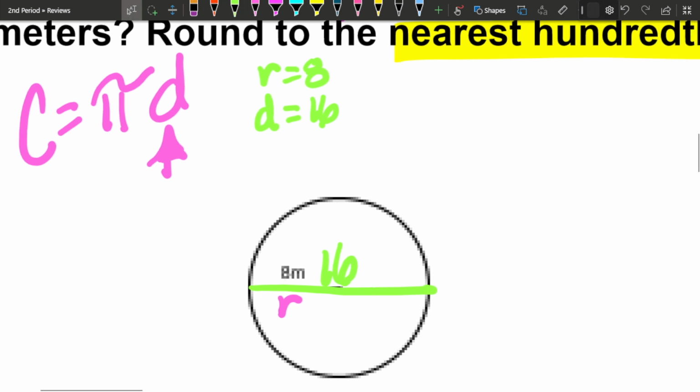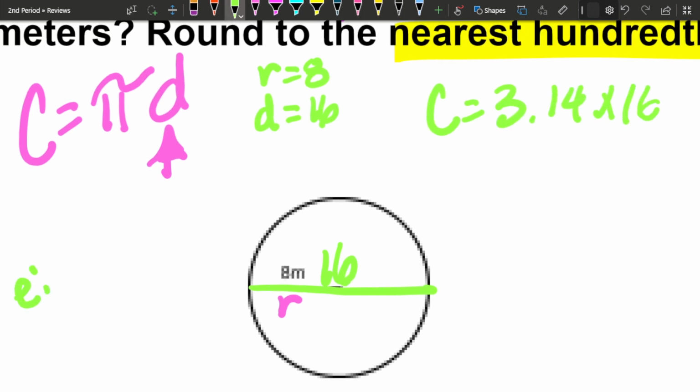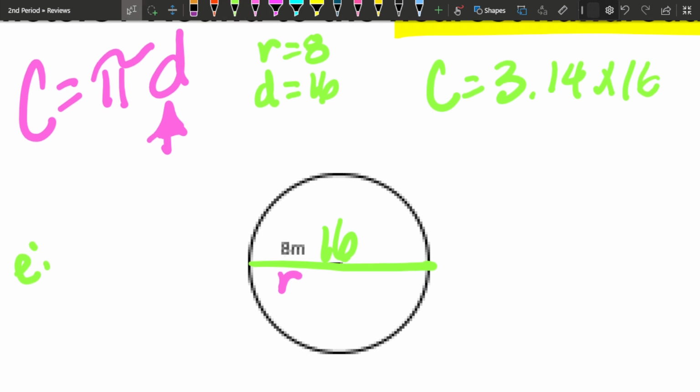Okay? So this is just going to be C equals 3.14 times 16. I'm going to estimate right here on the side. Instead of 3.14, I'm going to do 3. Instead of 16, I'm going to do 15, because this is very close. So 3 times 15 gives me 45. Both of these are more than what I estimated, so I know my answer has to be a little more than 45. Okay? All right. So very good.